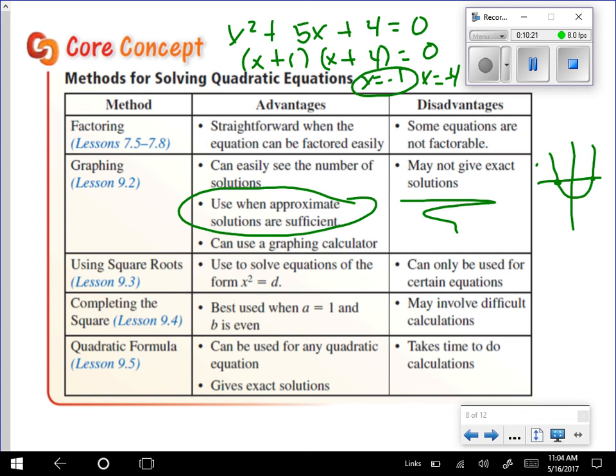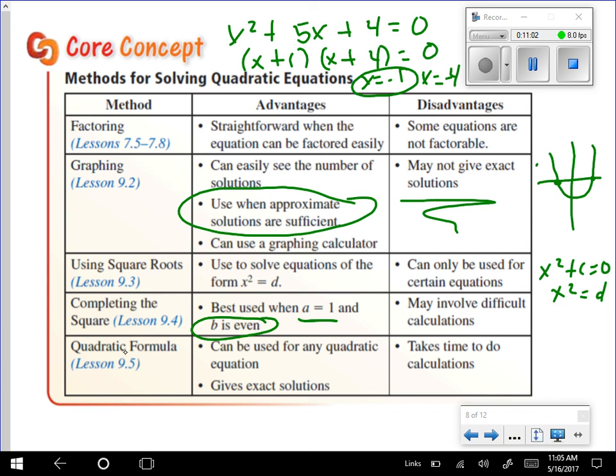The other one we learned a couple days ago was square roots. So if it's in this form, that works, but it can only be used for certain equations. It has to be written either this way or like that. Okay. Completing the square is best when a equals 1, so sometimes that's not the case, and it can have difficult calculations, as some of you saw. It's also best when b is even, because when you're dividing by 2, that makes things easier. So if it's odd, it makes it a little tricky.